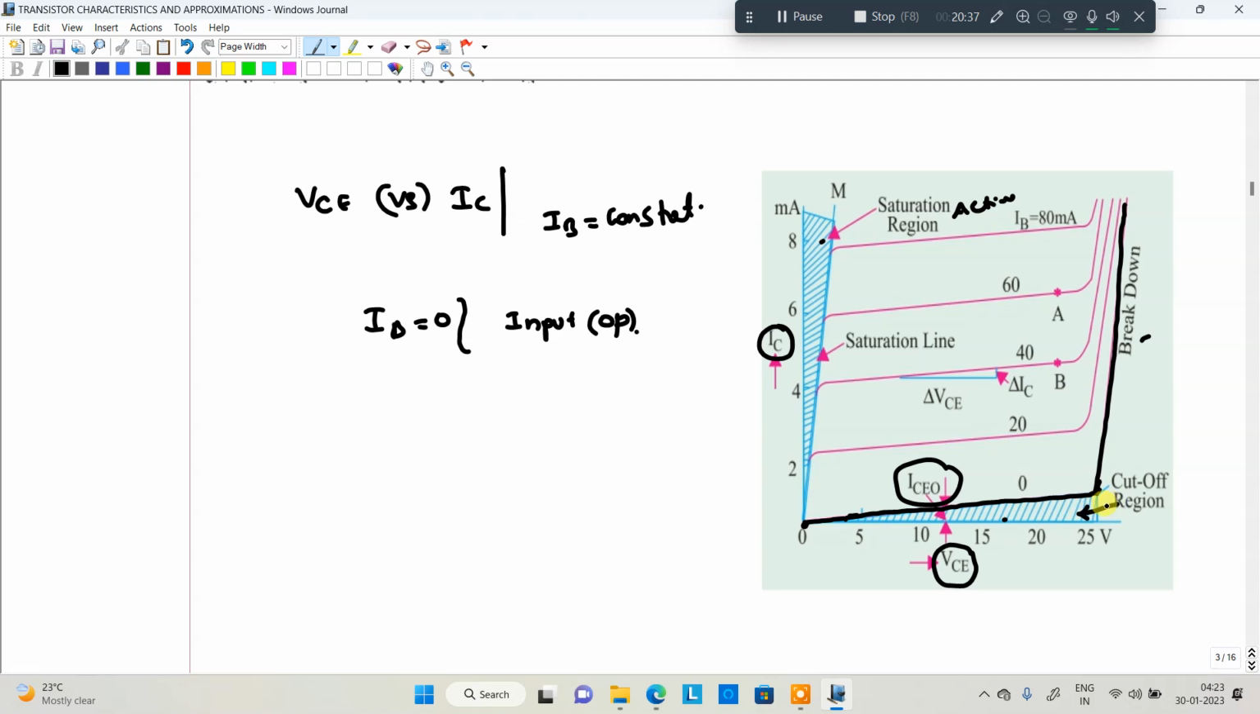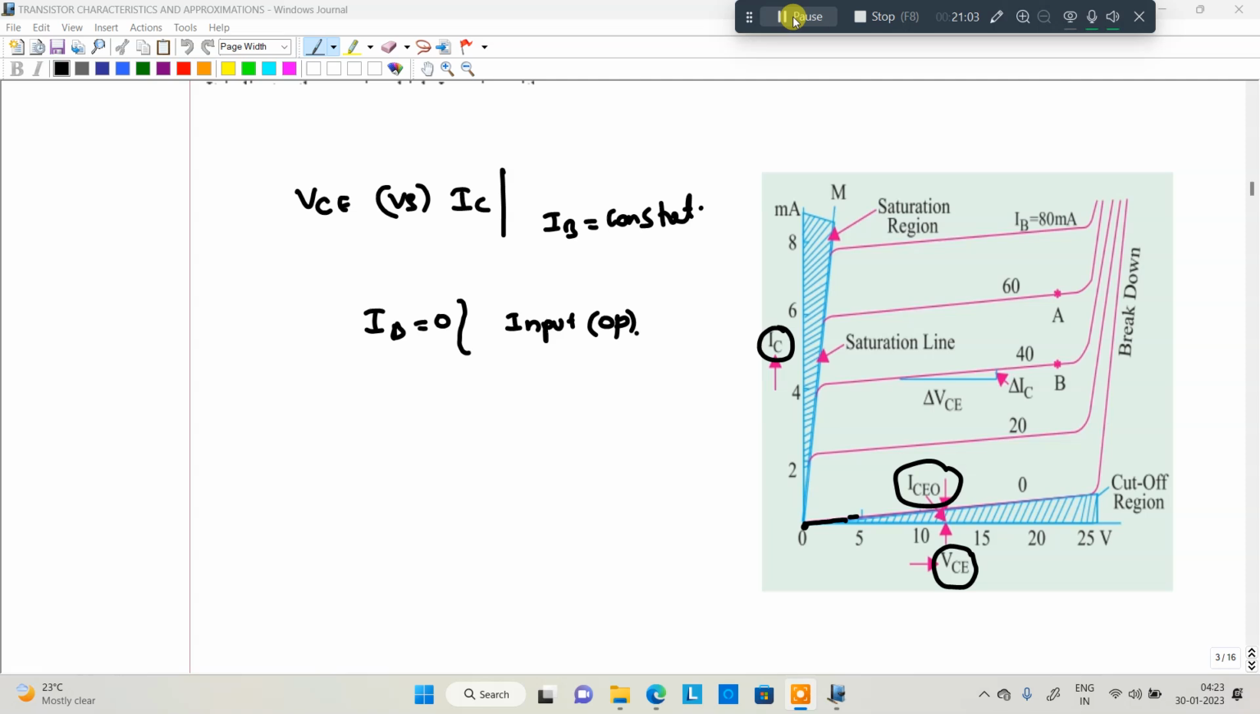Now what I am doing is increasing IB to 20 milliamperes. Whenever IB increases to 20 milliamperes, the collector current value increases. Now I make VCE equal to 0, 1, 2, 3 volts, increasing up to a certain value. Once it breaks down, the output current increases suddenly. Same thing for 40, 60 and 80 milliamperes, gradually increasing the base current. Once the base current is set, for example 40 milliamperes, it should be kept constant, and then conduct the experiment again.